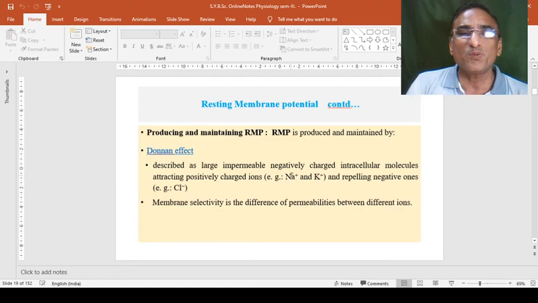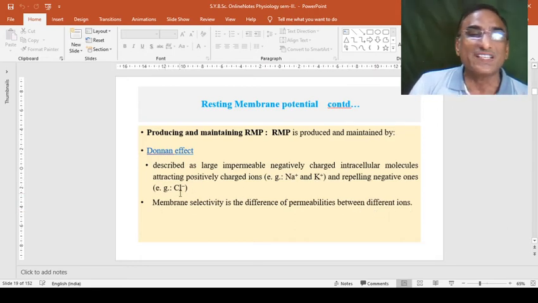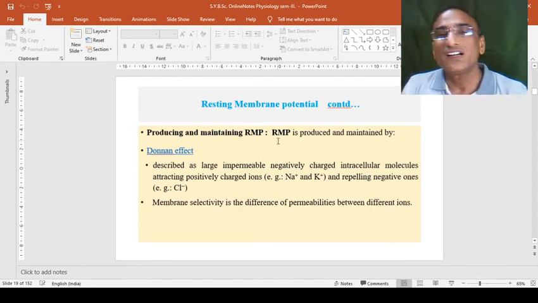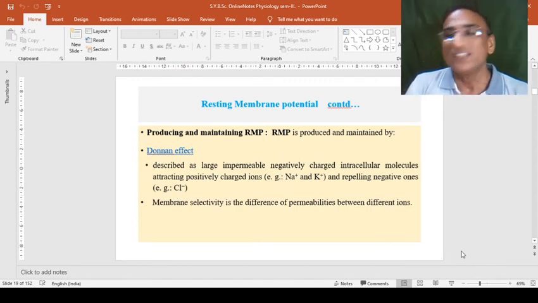So this is the balancing or equilibrium facilitated by the membrane. So membrane selectivity is the difference of permeabilities between different ions. Means as the ion changes, their role changes, their activity changes, and particularly the resting membrane potential changes.